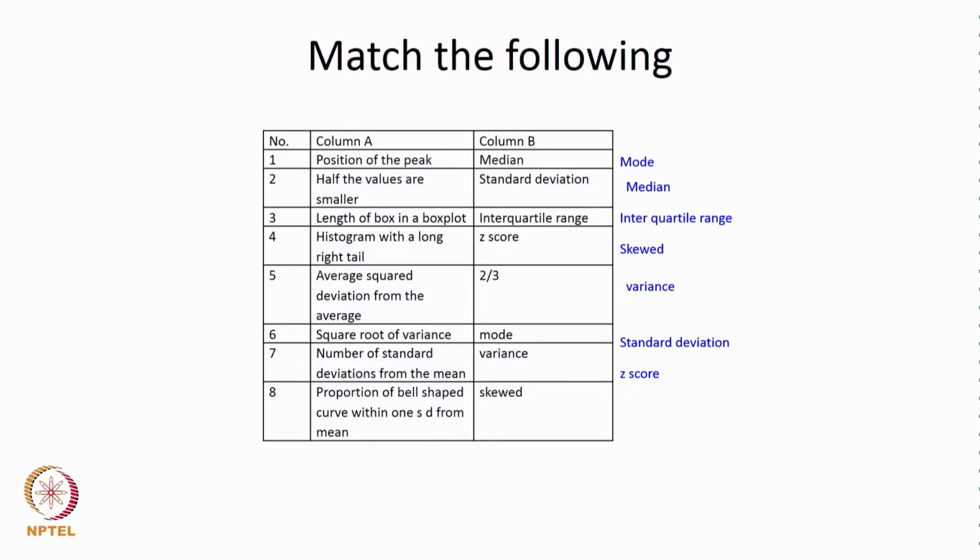Number of standard deviations from the mean is given by a Z score. We have not looked at the Z score yet; I am just introducing this idea. In a normal distribution, the bell shaped curve, there is a Z score which is called (x minus mu) by sigma, where mu is the mean and sigma is the standard deviation. So, number of standard deviations from the mean is called the Z score, which we introduce now. Proportion of the bell shaped curve within one standard deviation from the mean is 2 by 3. We said about 68%, so it is 2 by 3. This helps us to understand the basic concepts that we saw in the previous lecture.